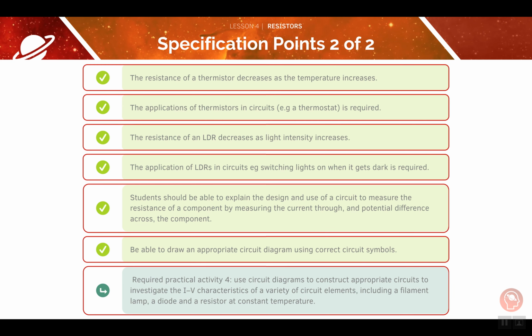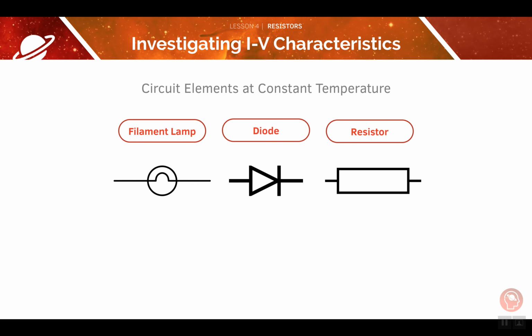Finally, we'll cover one of the practical activities for this topic. We can investigate the IV characteristics of three different circuit elements: a filament lamp, a diode, and a resistor at constant temperature. First, we'll look at the experimental setup before analysing the graphs we get for each element. The graphs we'll do in this section are the same that we covered earlier in this video.